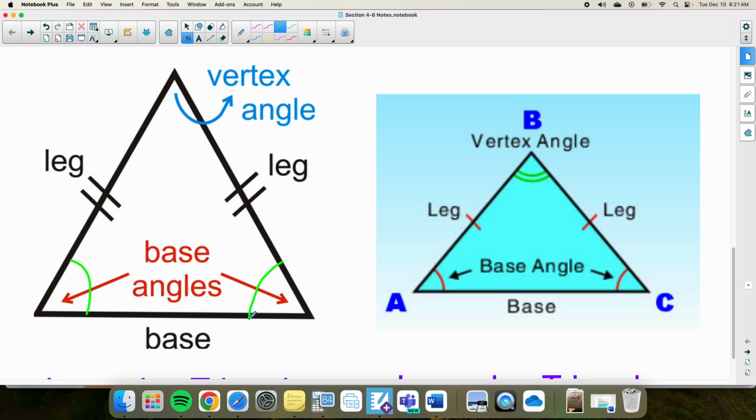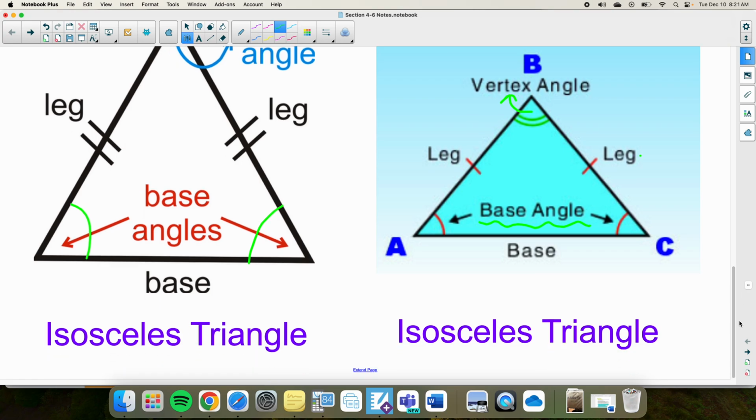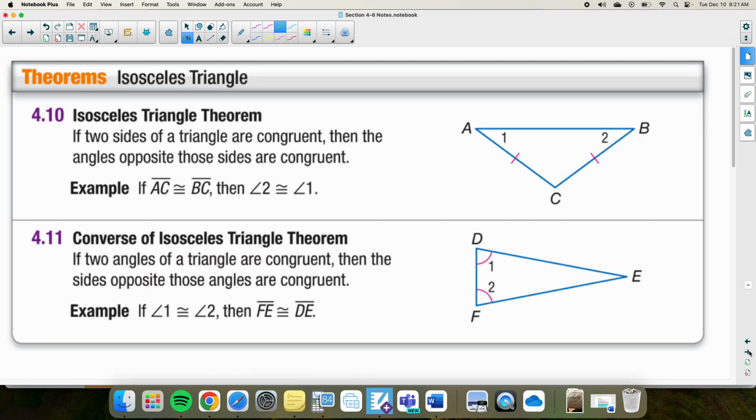Here's another example. If you look, these two are congruent sides, so they're legs. The side that's not congruent is the base. If these two sides are congruent, those two angles are congruent, and they're called base angles. And then up here, the angle that is not congruent is called the vertex angle, okay? All right, so let's go to this.